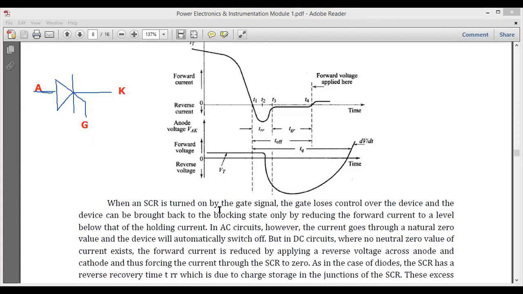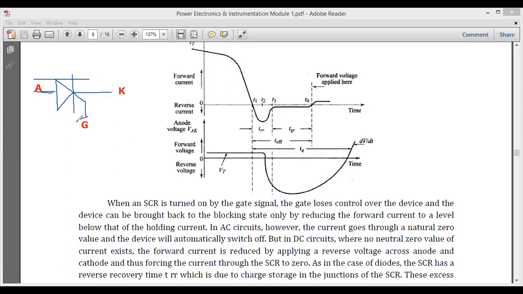So when the SCR is turned on by the gate signal, it means that until and unless you apply the gate signal, your SCR will not turn on. It does not perform any operation and does not go into the forward conduction region. It is in the forward blocking state. Once you apply a sufficient amount of gate current, your SCR will turn on. Once your SCR is turned on, what happens to the gate?